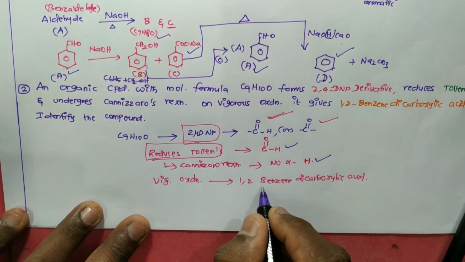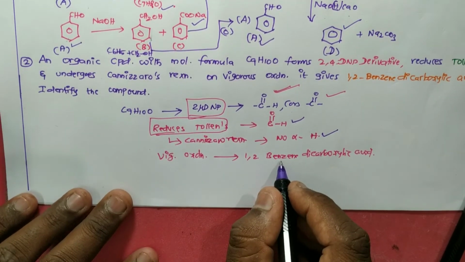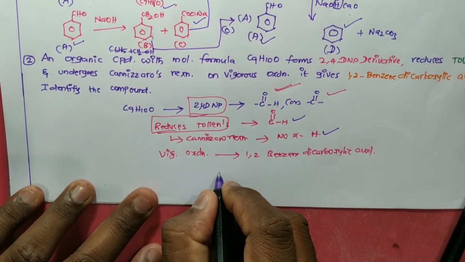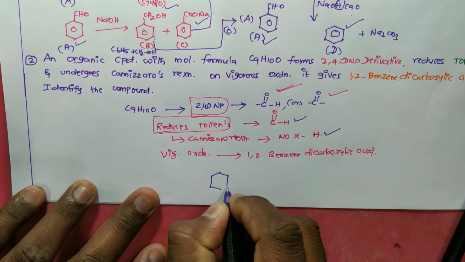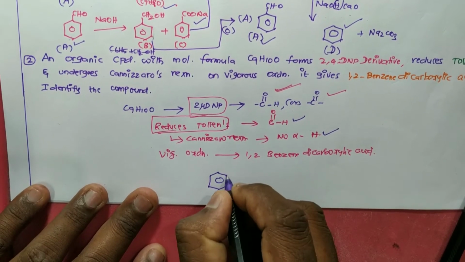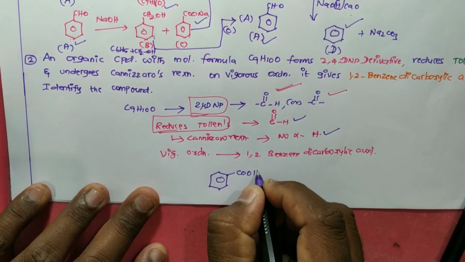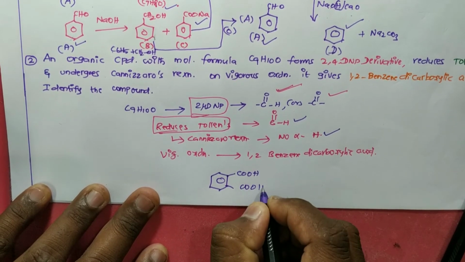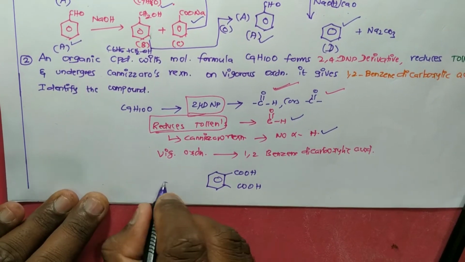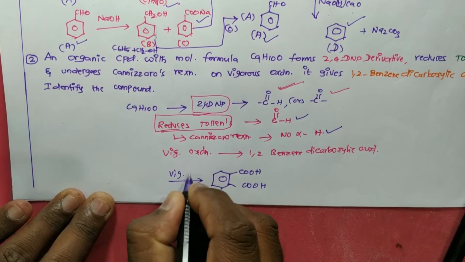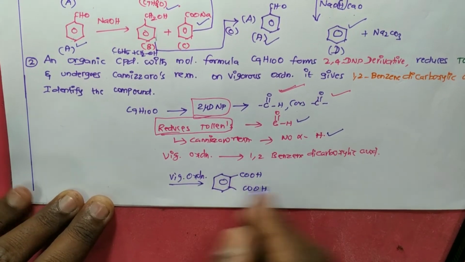On vigorous oxidation, it gives 1,2-benzene dicarboxylic acid. So for benzene dicarboxylic acid, we have to work back from it. This is benzene with COOH here and COOH here. This is the product given on vigorous oxidation.